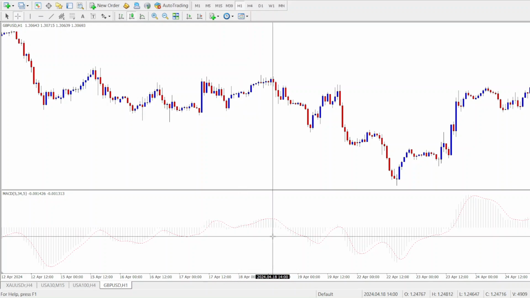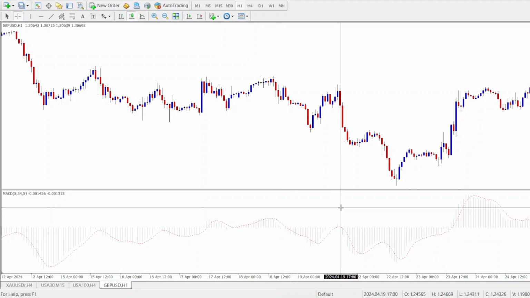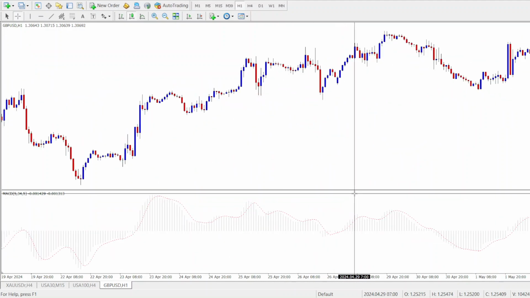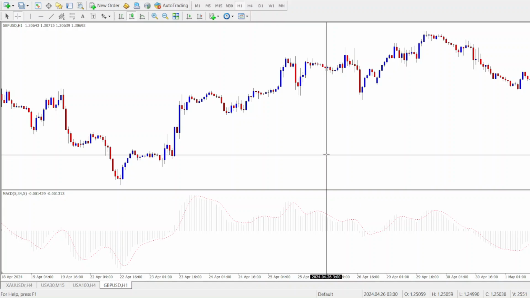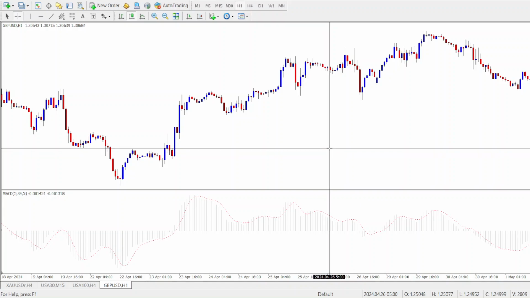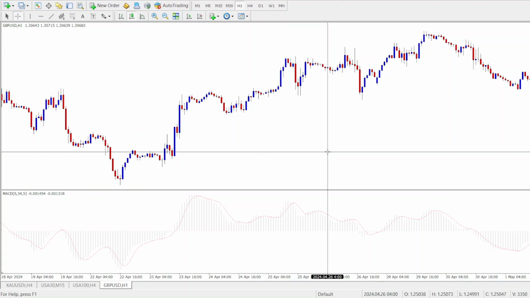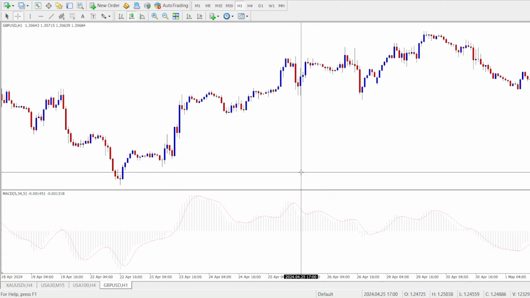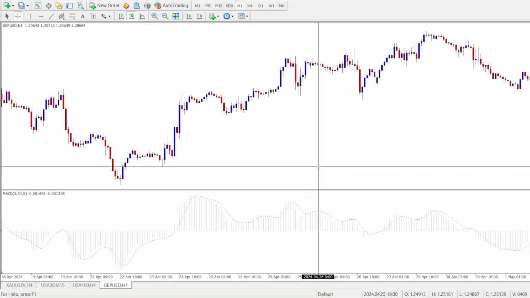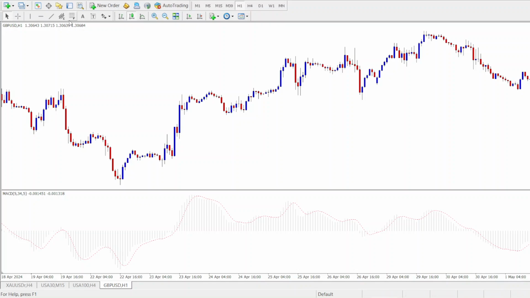Okay, now another way that traders usually use the MACD is divergence. Divergence usually occurs when the price action and the MACD indicator move in opposite directions. We have already discussed divergence before, but just to explain all that we need for this particular video, I'm going to do a brief recap.